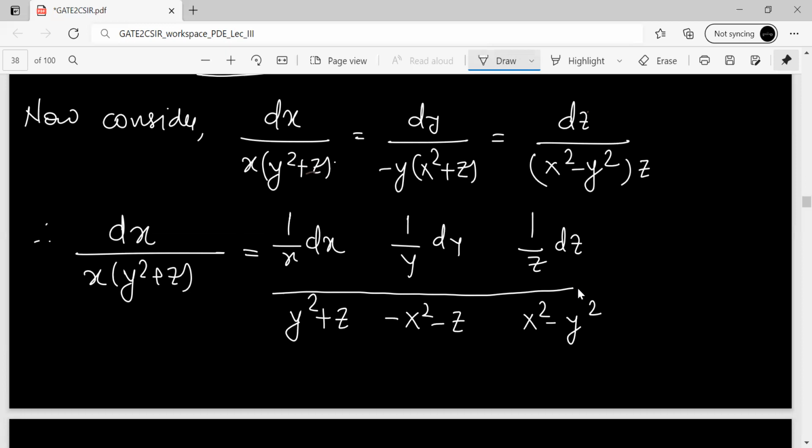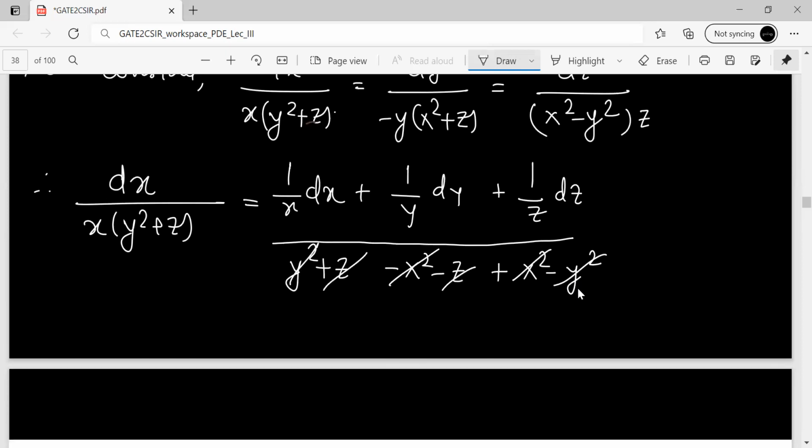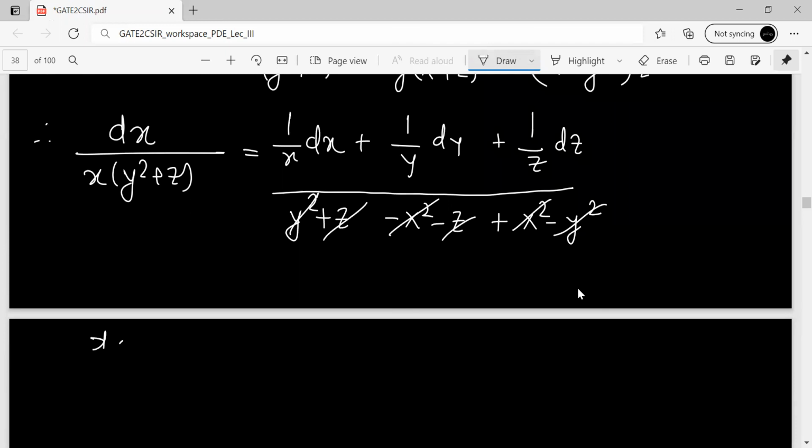So we need to add this one. This is already added, so plus and plus. I think all of them are getting cancelled now. Yeah, lucky. So this numerator, this entire quantity, is 0. So this forces the numerator to be 0.